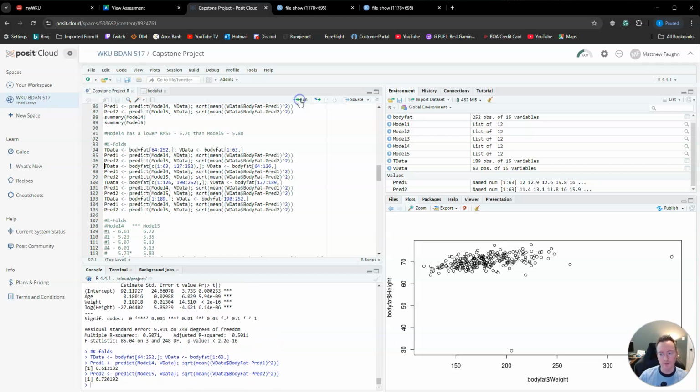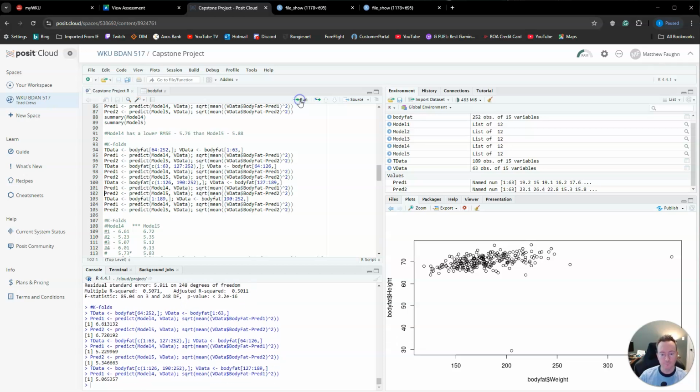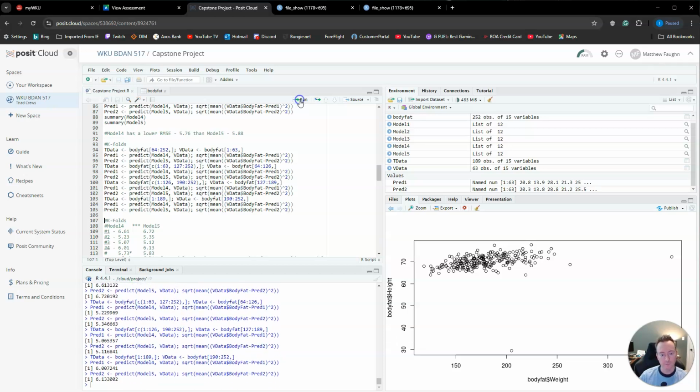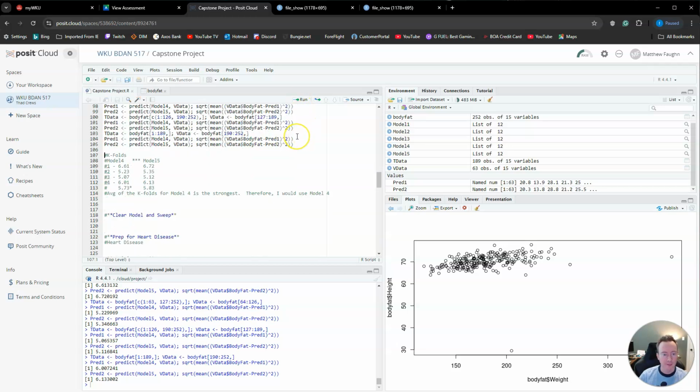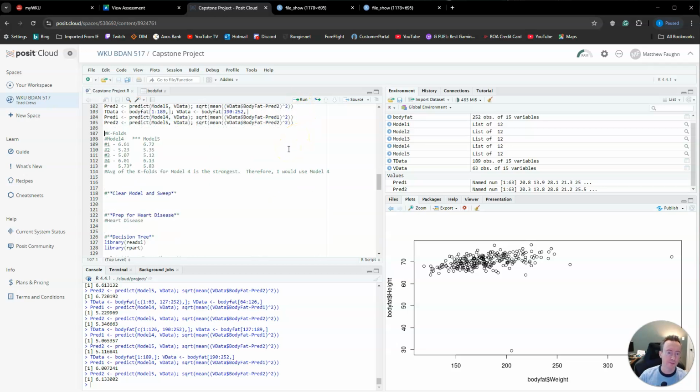So running all these through R, we can see down here, as we stack all of those together, I've got them listed out here for each run through the bins, the k-fold. And then the average for model 4 is 5.73, and for model 5 is 5.83. And so again, model 4 appears to be performing slightly better than model 5.